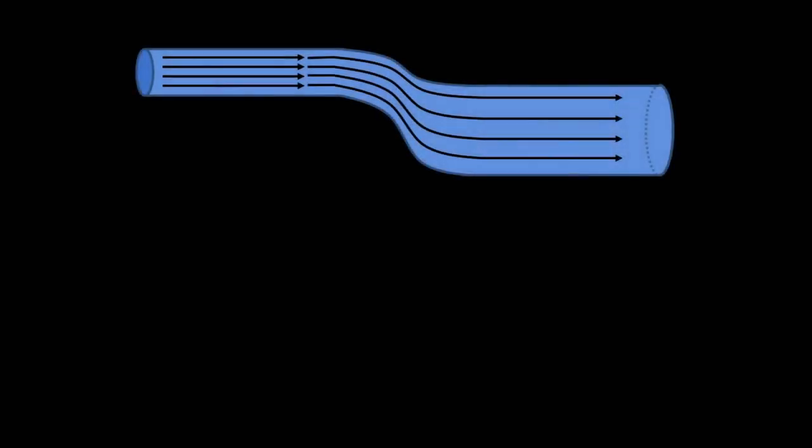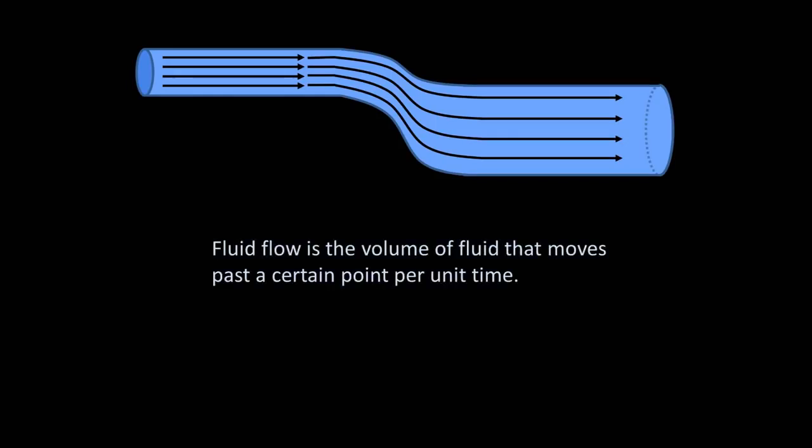Let's take a round pipe that serves as the conduit for some liquid, and suppose it varies its size along its course. The fluid here is moving left to right. Fluid flow is defined as the volume of fluid that moves past a certain point per unit time. It is mathematically represented as Q, which for some reason stands for flow, and equals volume divided by time. This is a powerful relationship in itself, but it also leads directly to the focus of this video.